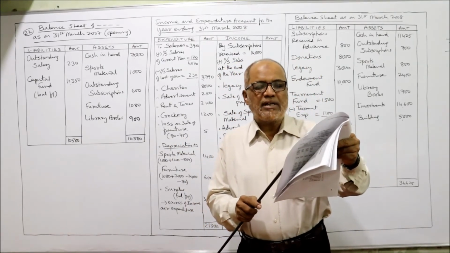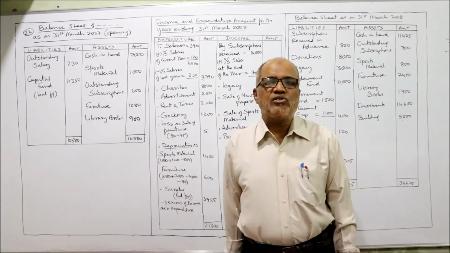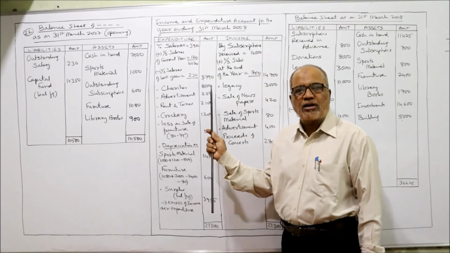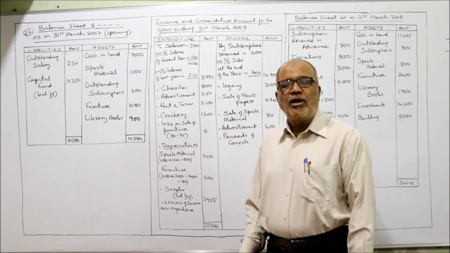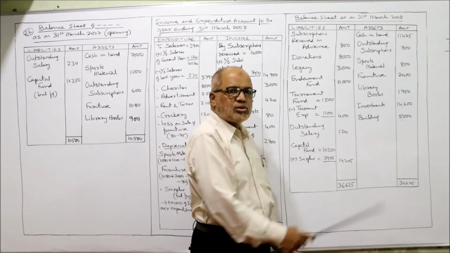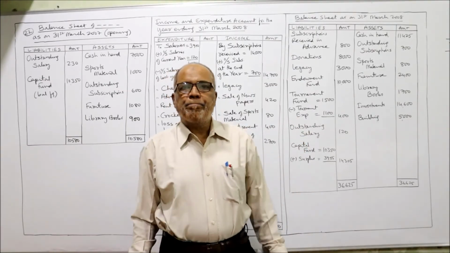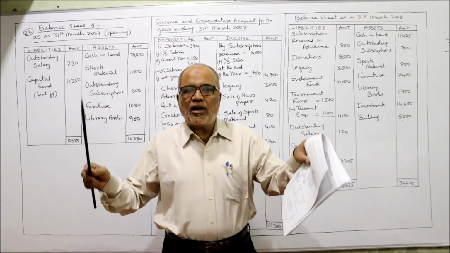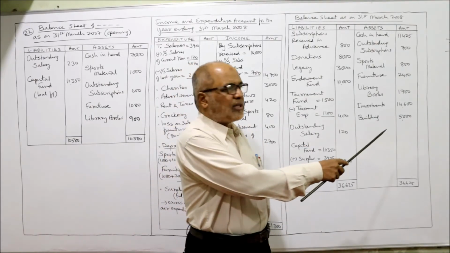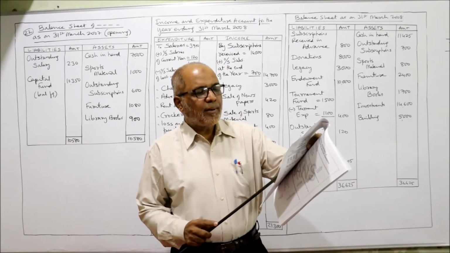Next comes 7% investment 14,600. So during the year some investments were made. It's a capital expenditure. That investment will not come in income and expenditure account. That purchase of investment will be taken on the asset side. Investment 14,600. Next, cost of construction of building. That means cost incurred on construction of building. It's a capital expenditure. So it will be taken on the asset side. Building 5,000.